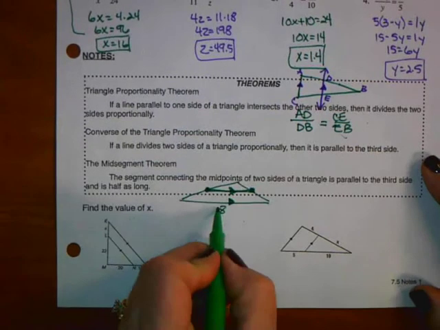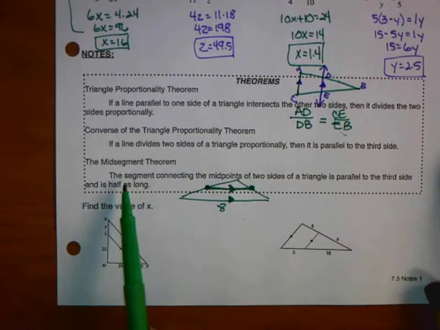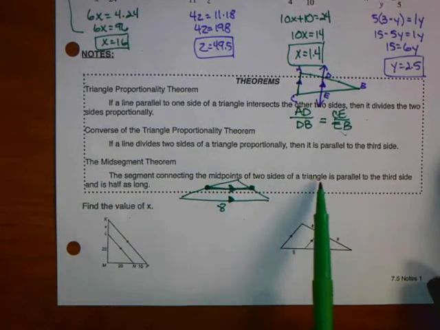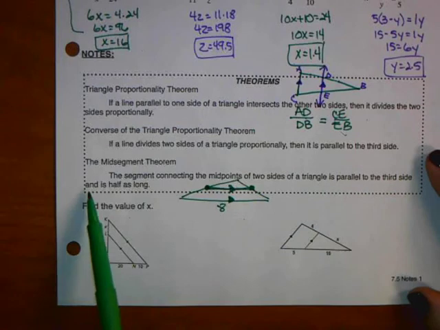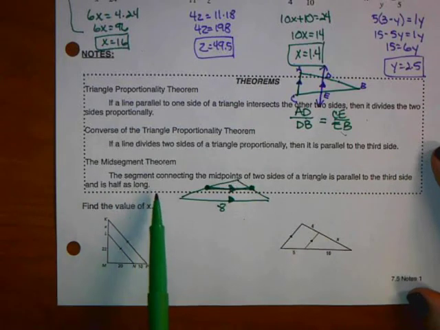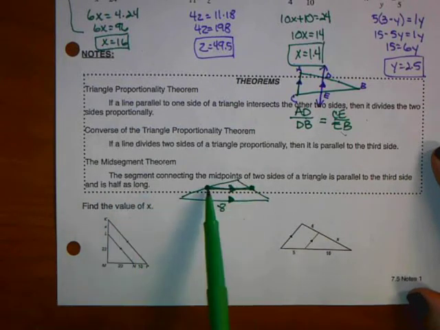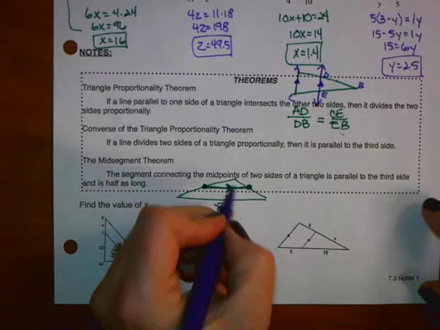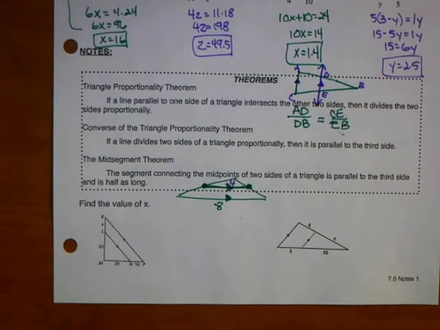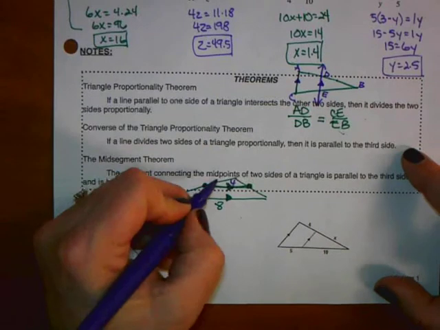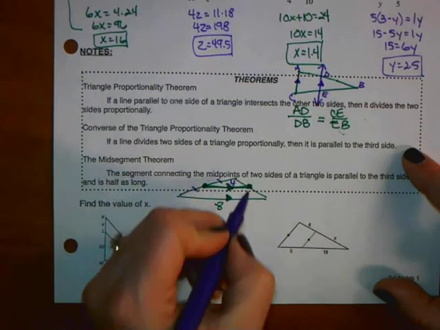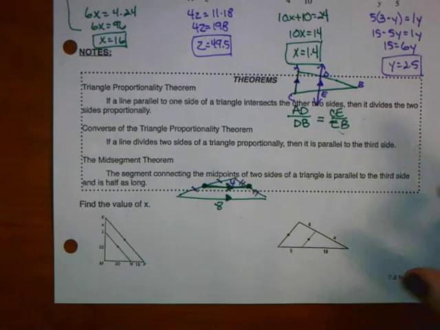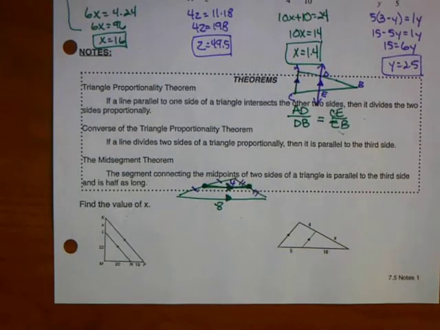And if the bottom of this is 8, it says the segment connecting the midpoints of two sides of a triangle is parallel to the third side and half as long. So how long is this piece then? 4. Again, that's only going to be true if this is the midpoint. If these are the midpoints, it's only going to be true if those are the midpoints. So that's why you have all that there.